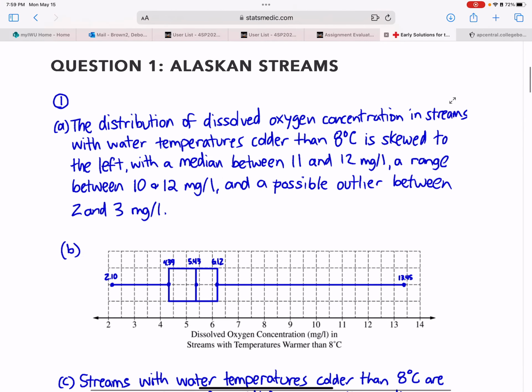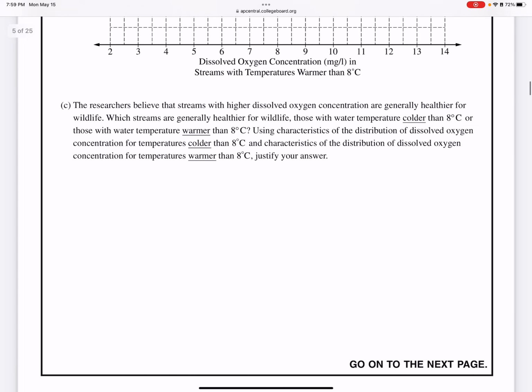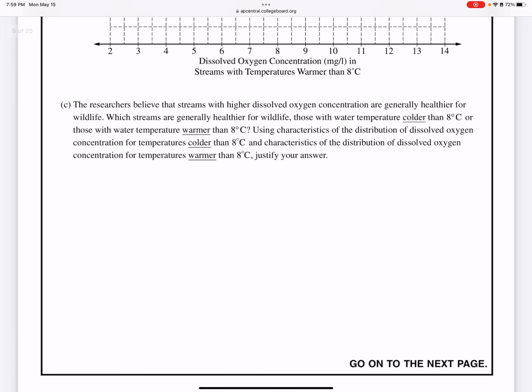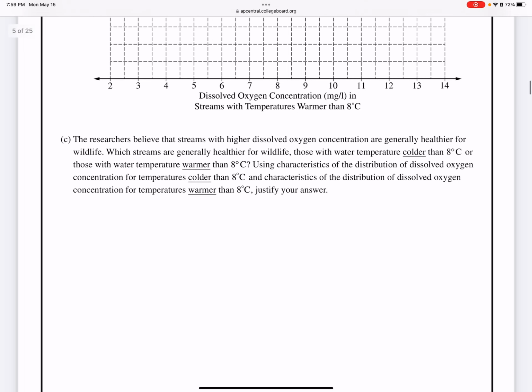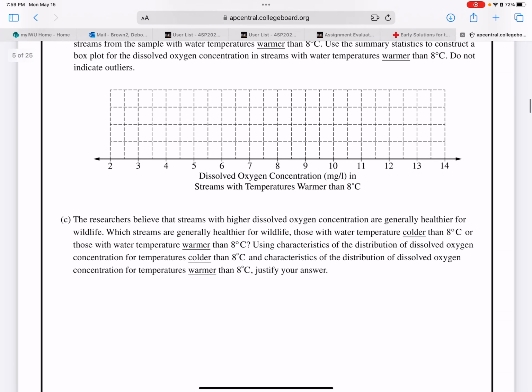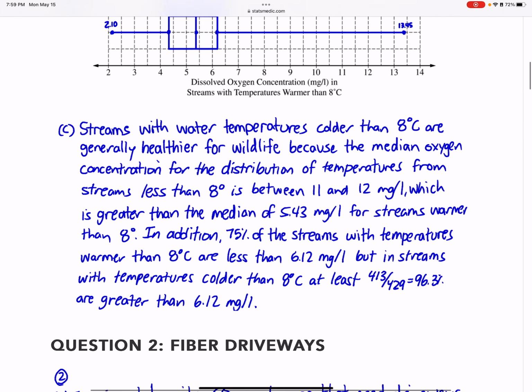Okay, for letter C, basically it's asking which one has higher dissolved oxygen concentration as far as healthier wildlife. Would it be the box plot that you drew or the histogram that was given? And which one is that? The histogram was the colder and the box plot was the warmer. And this is the answer that I got.